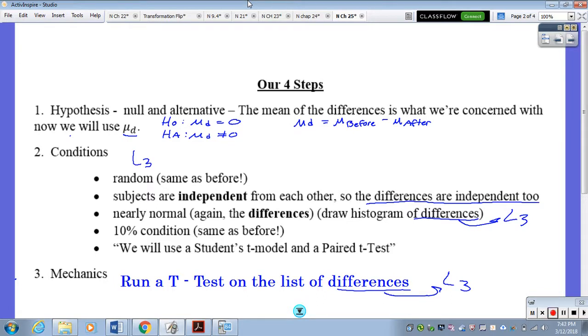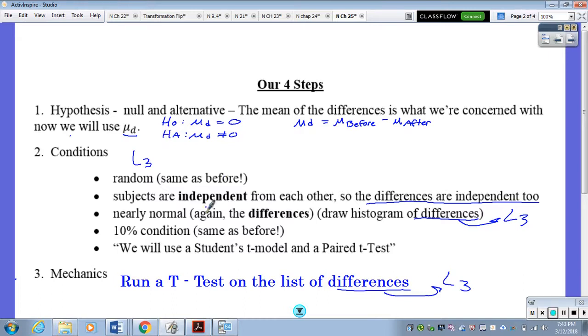Our conditions are kind of similar. Random, as always, is the same. 10% condition, pretty much the same. The ones that are going to change are the nearly normal condition and the independence condition. So basically, the subjects are going to be independent of each other, but you need to specify that it's the differences that are independent because our list that we're focused on is a list of differences. It's not the list of the raw data anymore, it's the list of differences. So most of our conditions have to be talking about the differences.